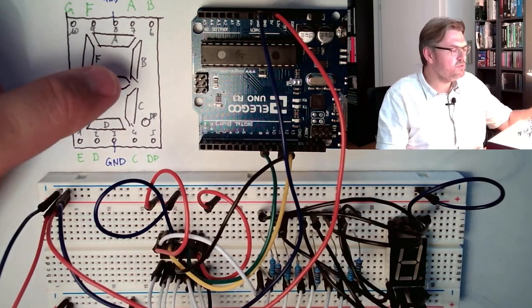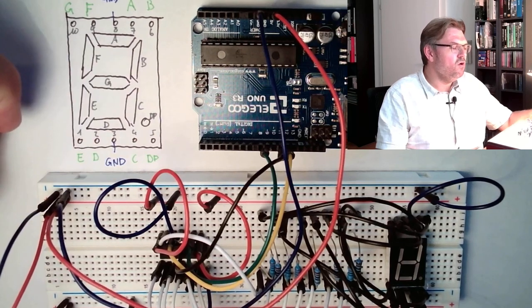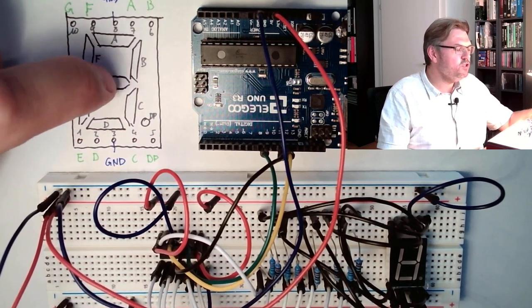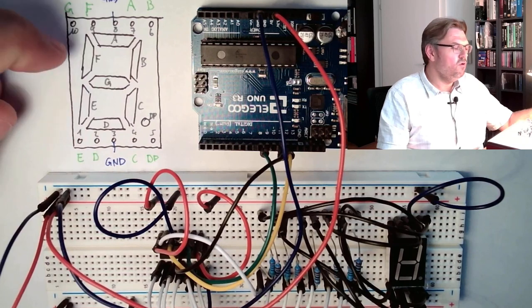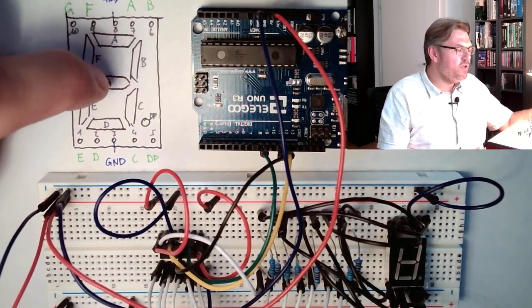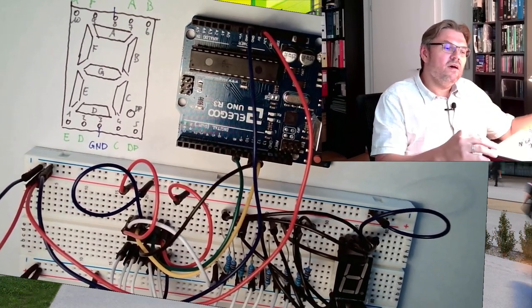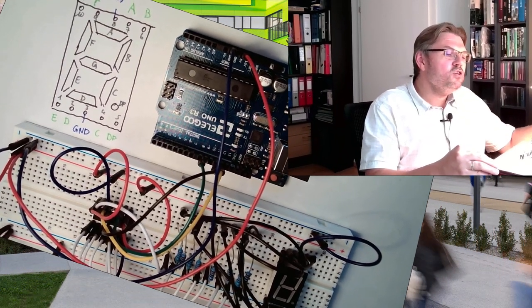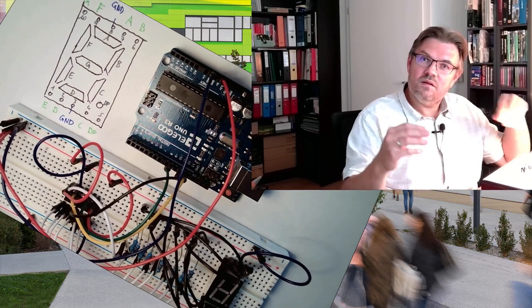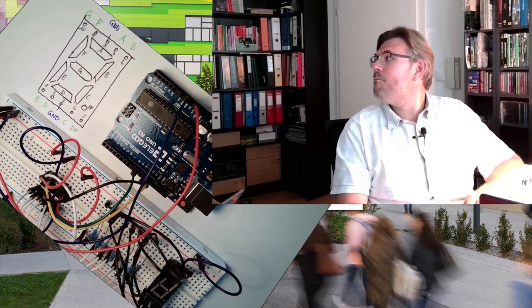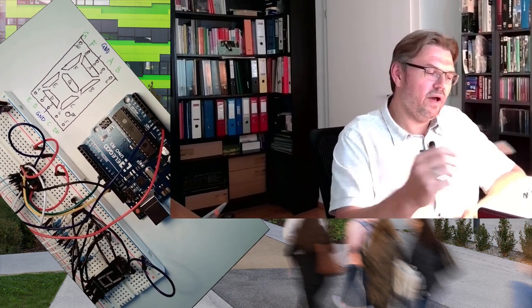For one, for instance, we have to light up B and C. For two, we have A, B, G, E, D. For three, we have A, B, G, C, D. And so on. So for each number, we have a certain pattern we have to use to light up this display correctly. How we can do this in software, we will discuss in the next video.